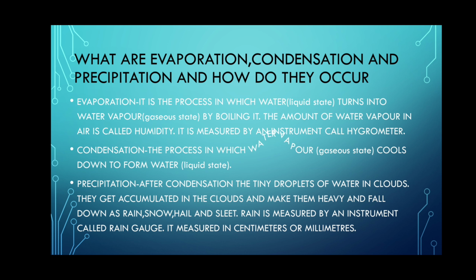Condensation: the process in which water vapor, gaseous state, cools down to form water, liquid state. Precipitation: after condensation, the tiny droplets of water in clouds get accumulated in the clouds and make them heavy and fall down as rain, snow, hail and sleet. Rain is measured by an instrument called a rain gauge. It is measured in centimeters or millimeters.